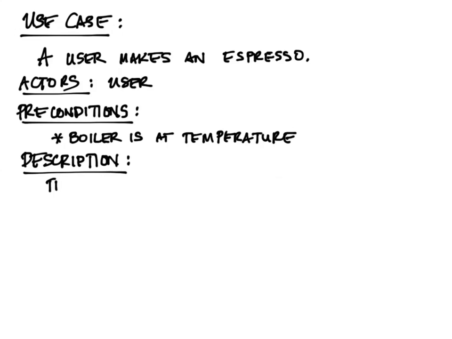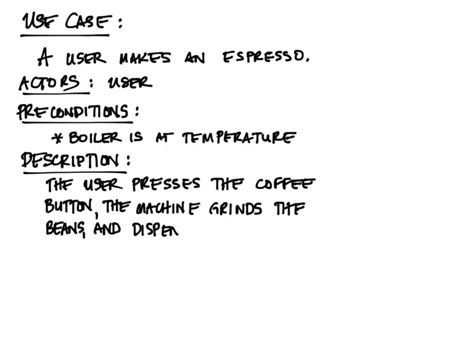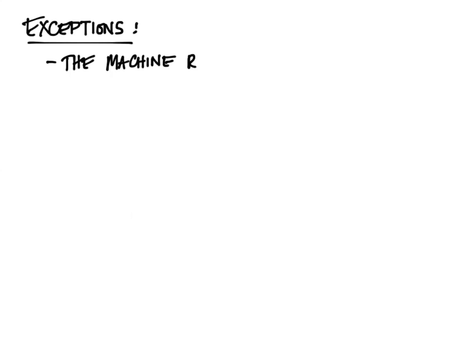So here's our description. In this case, the user only has to do one thing. It presses a button called coffee, and then the machine grinds the beans, which are available in the bean hopper, and then it dispenses coffee once it's done grinding. So it's a pretty easy description. If you've ever used a super automatic espresso machine, you may recognize this as the way that it works.